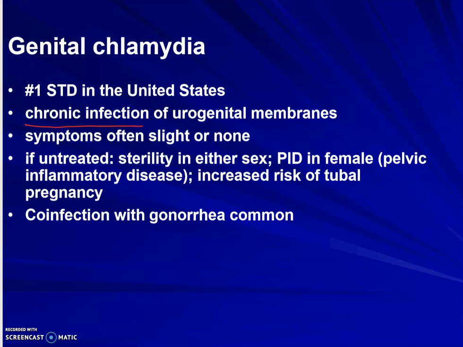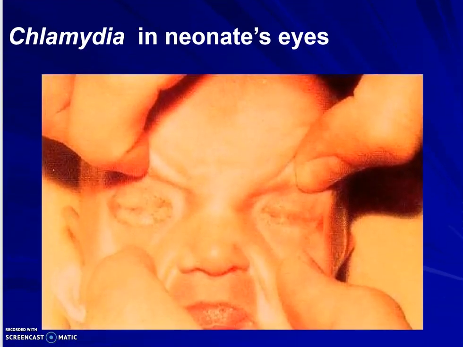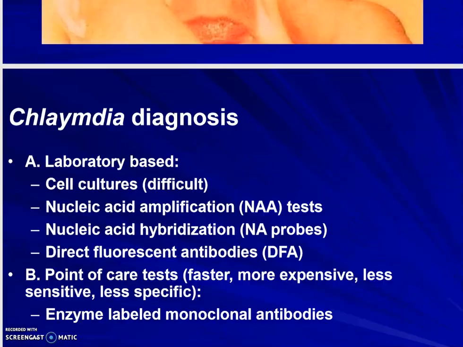However, if untreated, it can cause sterility in either men or women, and PID in females. PID stands for pelvic inflammatory disease, and that increases the risk of tubal pregnancies. That of course would be not good. A lot of times you see co-infection with gonorrhea, another sexually transmitted disease, of course. Here is a newborn that was born to a mother with chlamydia, and so you can see the chlamydia in the neonate's eyes. It's all kind of crusty there, and you can see the discharge.